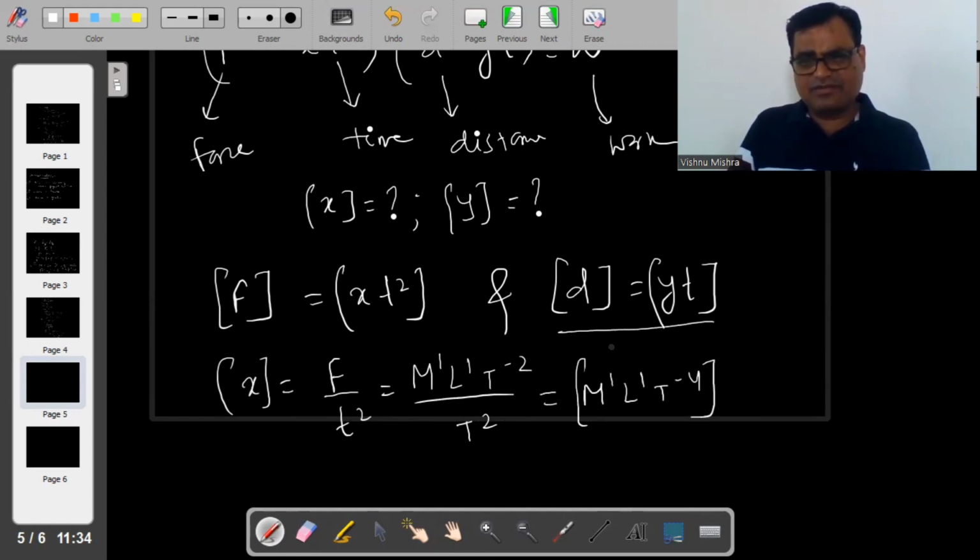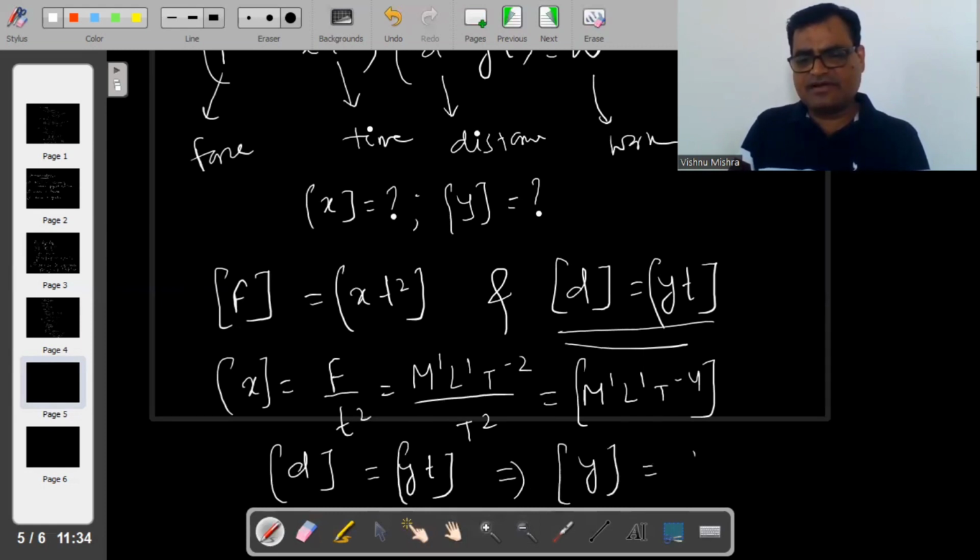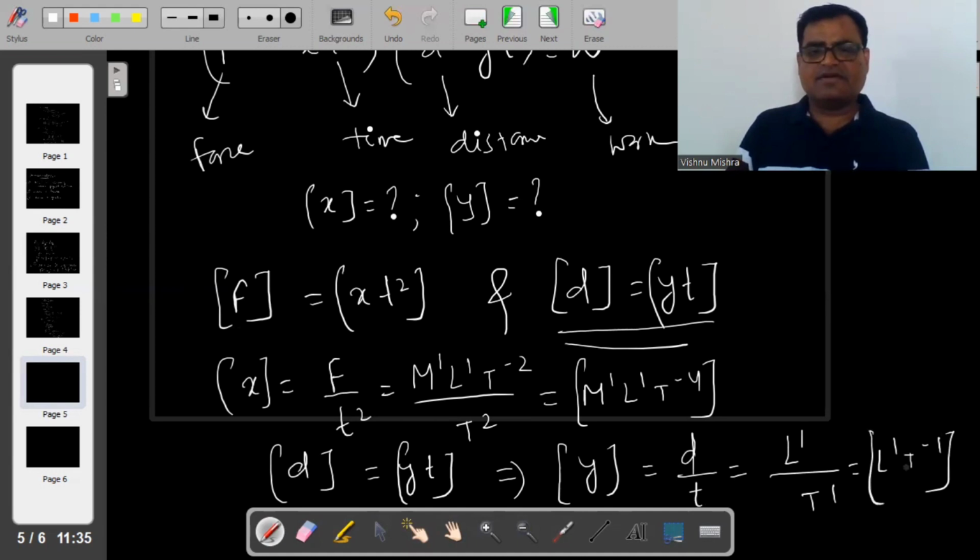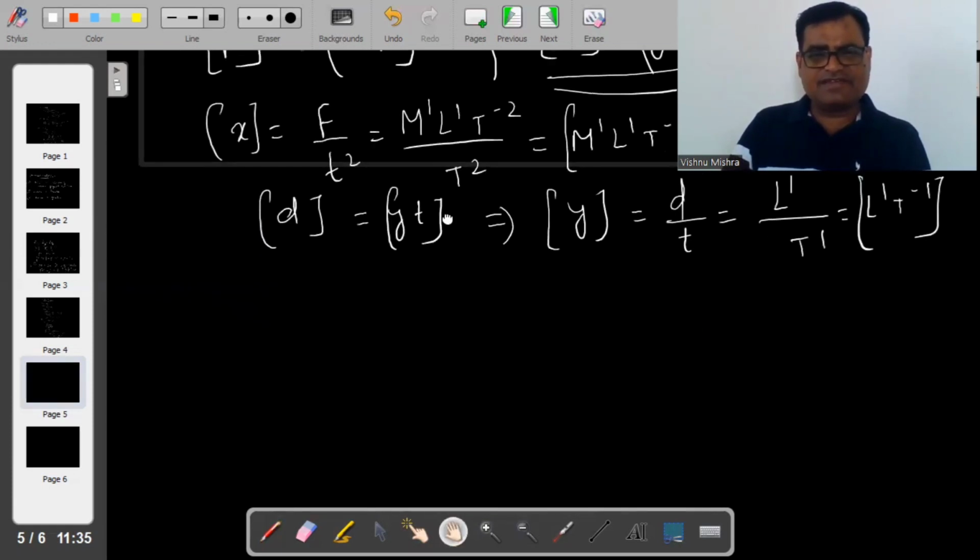And what is here? Y. So d dimension is same as what? Yt. So I can say y dimension is same as what? D by t. D distance का dimension क्या है? L1 divided by T1. This is L1 t minus 1. This is what we can find out the dimension of unknown physical quantity. देखा ना? Similarly, another frequently asked question है.